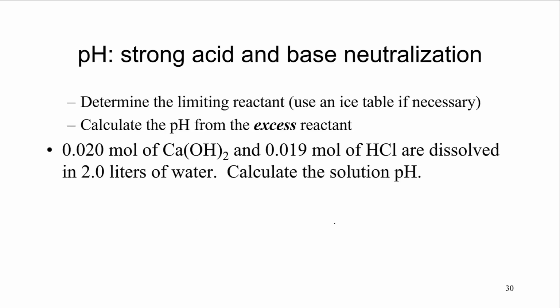So let's say now we're going to take a strong acid and a strong base, and we're going to mix them together, and we want to calculate the solution pH. I want to sort of walk you through that process. It's very similar to the ice table that we did, but we're going to use a limiting reactant assumption when we do the ice table. Okay, so we're not actually doing equilibrium, we're just going to do limiting reactant.